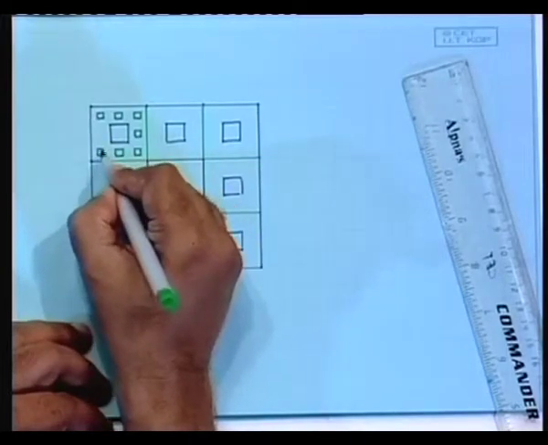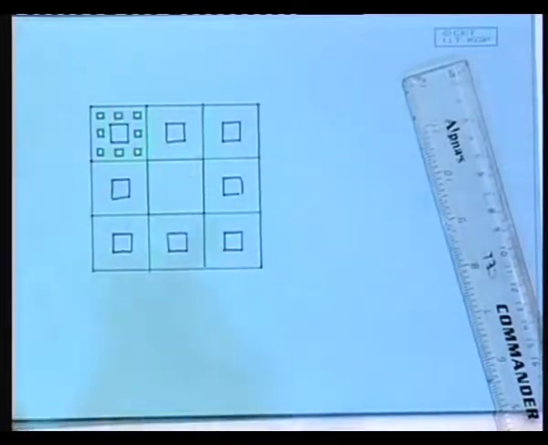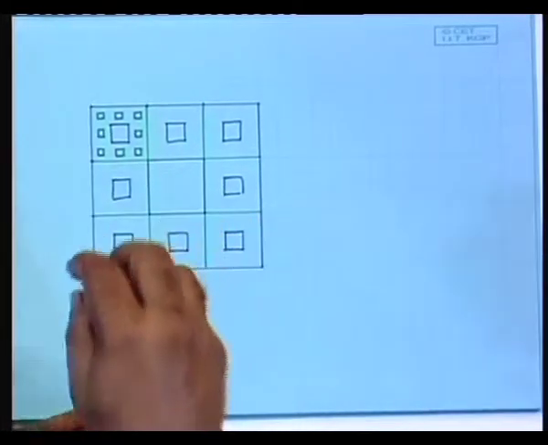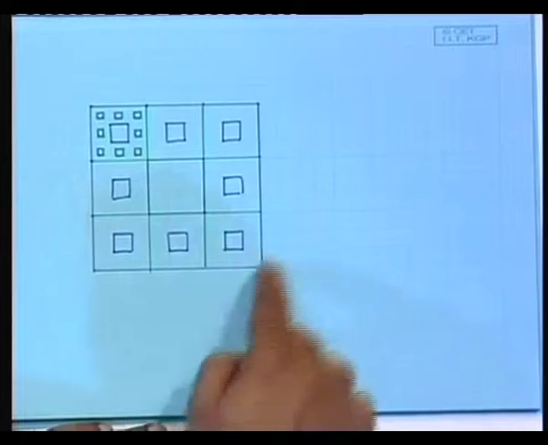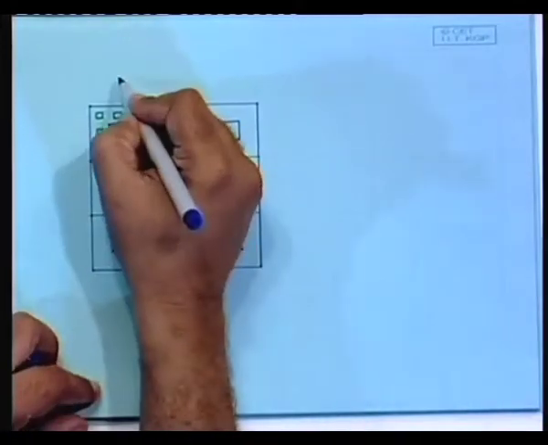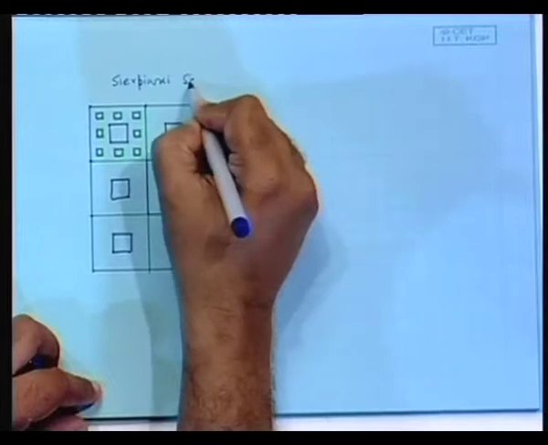Ultimately you will land up, and this procedure will be repeated for each of these squares. Ultimately what will be left? In this embedding space of 2D, we will be left with only some parts filled, the rest of the parts removed, empty, and that will be a collection of points in the 2D space, another set. This set is called the Sierpinski square.